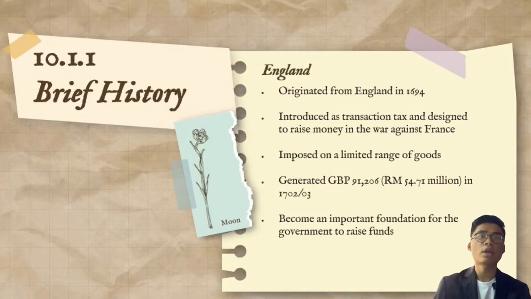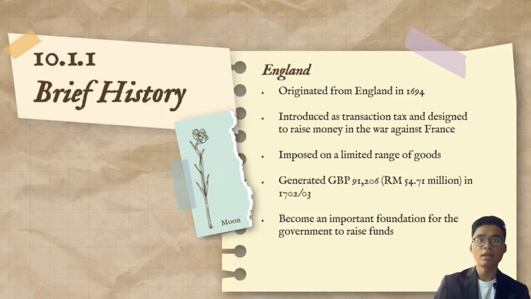Stamp duty was actually originated and first introduced in England back in the year 1694 as a transaction tax, and was designed to raise money in the war against France during that time. Stamp duty was originally applied to a limited range of goods, but later it was expanded to cover all manner of weird and wonderful products such as hats, gloves, lottery tickets, newspapers, pamphlets, adverts, perfumes, and even hair powder.